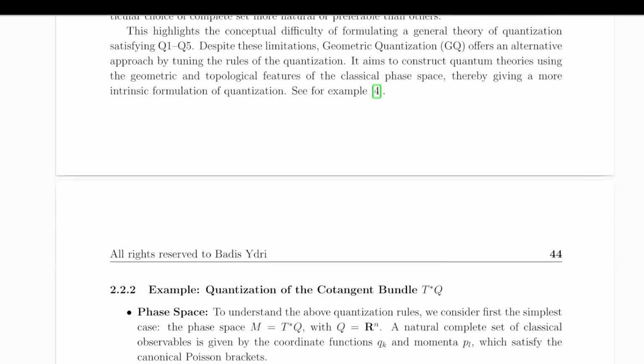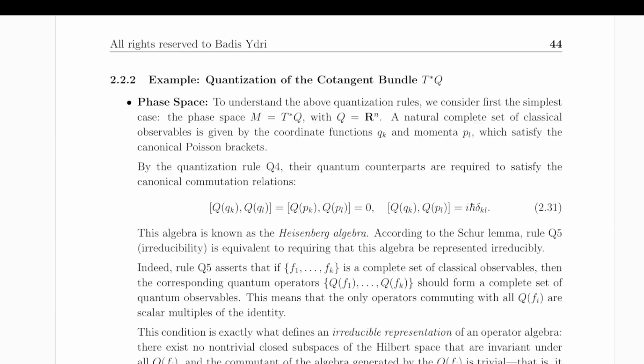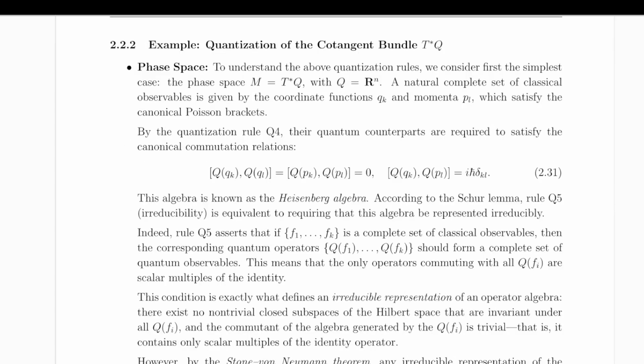This approach aims to be more intrinsic, less dependent on arbitrary choices. Example: quantization of the cotangent bundle. Let us see these ideas at work through an example. We consider the simplest case, a phase space given by the cotangent bundle of a real vector space. Here, the natural complete set of observables consists of the position coordinates and their conjugate momenta. Classically, these satisfy canonical Poisson brackets. Under quantization, these observables must satisfy the canonical commutation relations, leading to what is called the Heisenberg algebra.